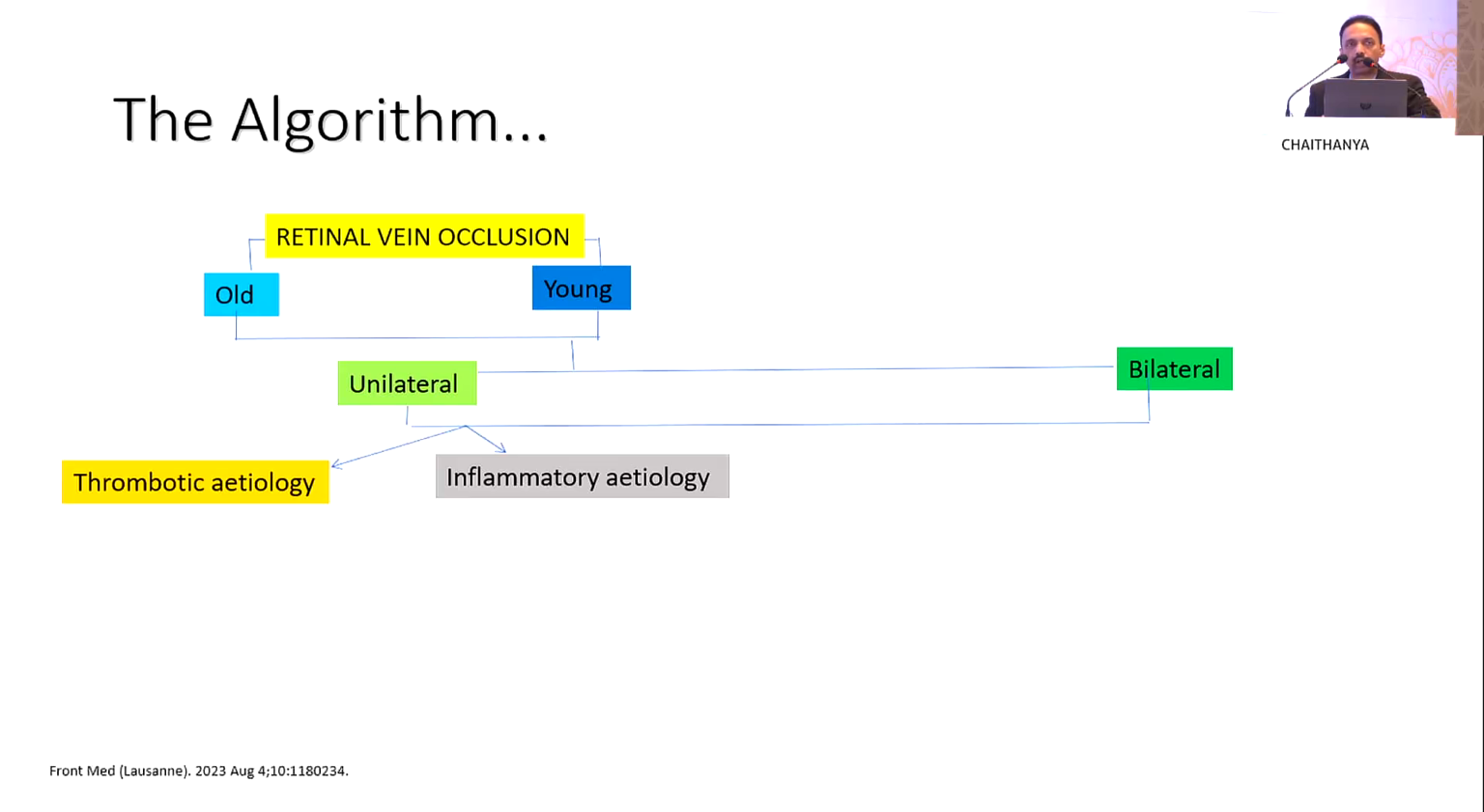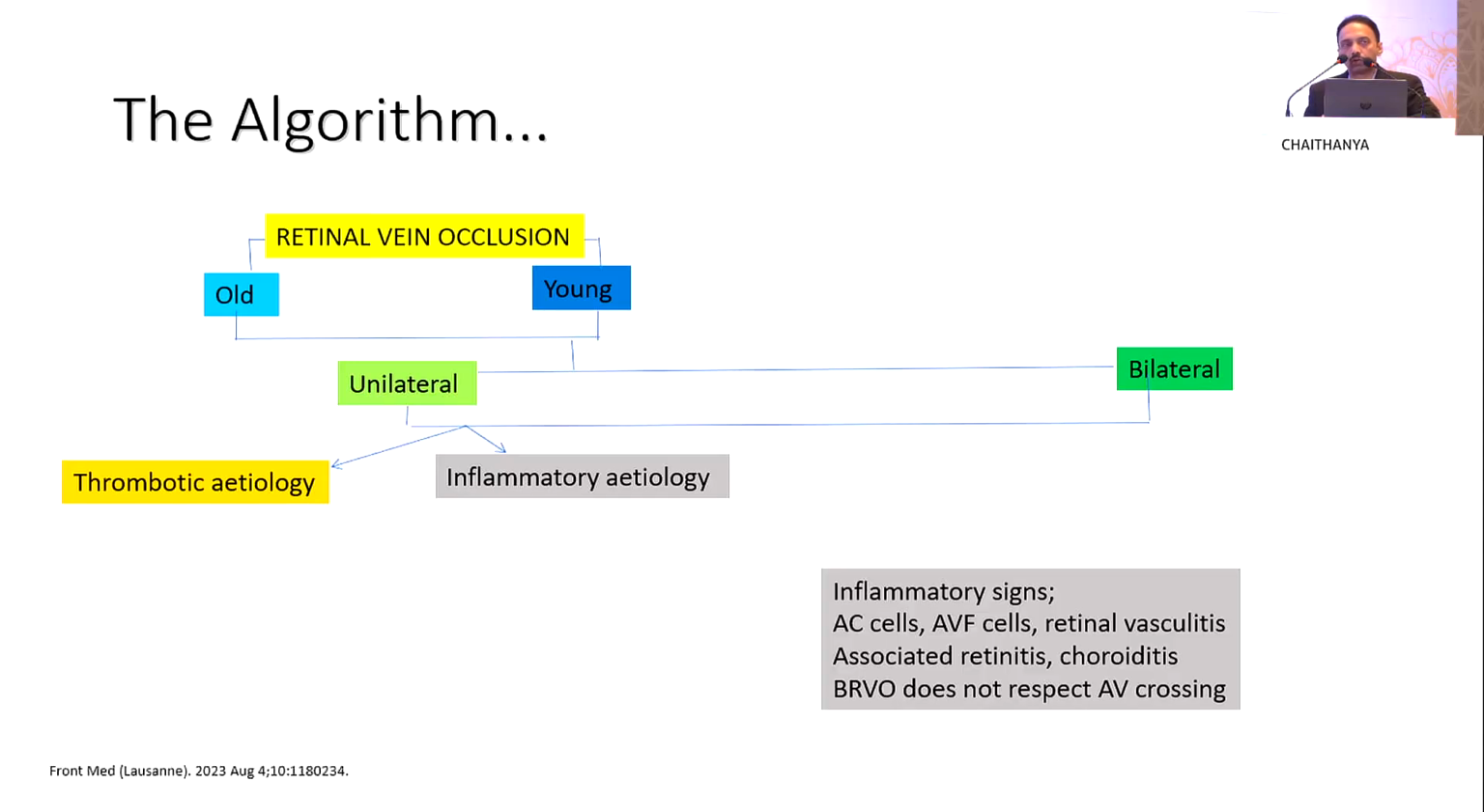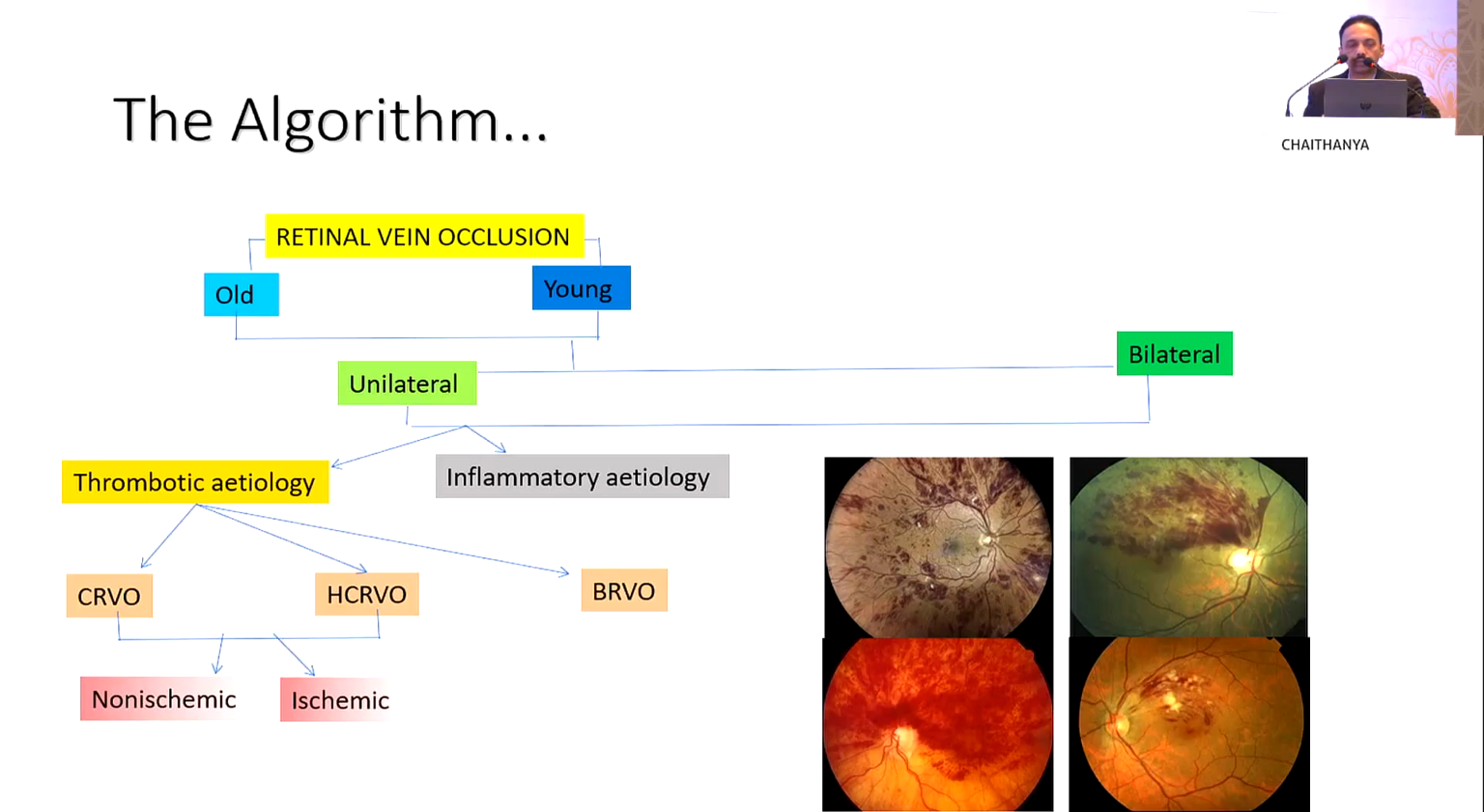So even in unilateral cases, one needs to first rule out if there is an inflammatory sign that is associated. Look for inflammatory signs. For example, if you have a BRVO and it does not respect the typical AV crossing change, then you're thinking of an inflammatory vein occlusion. But we know the commonest cause is thrombotic, and we would like to classify vein occlusions into central retinal vein occlusion and branch retinal vein occlusion.